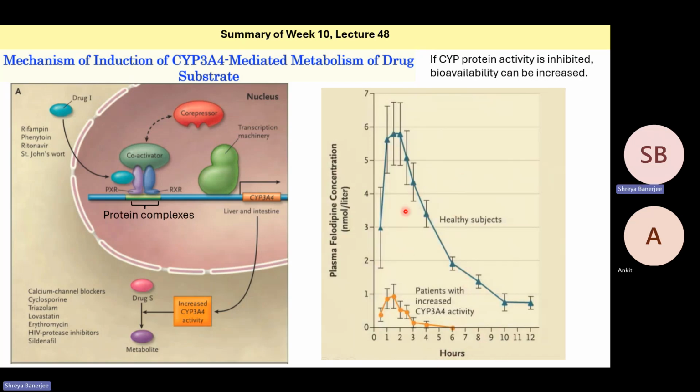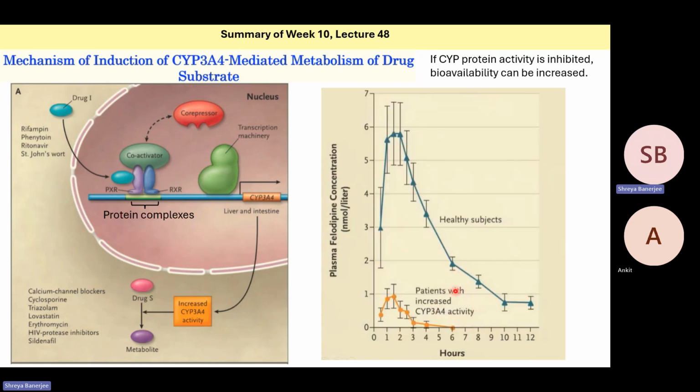In healthy subjects, this is how the drug concentration should vary. It should go up to 6 nanomolar per liter after 2-3 hours, and then around 8 hours it reduces a lot. But there is a disease which causes increased cytochrome P activity. If the cytochrome P activity is increased, that means the drug metabolism is much faster. You can see the maximum concentration of the drug only goes up to 1 nanomolar per liter, whereas in healthy patients, the drug was bioavailable up to 6 nanomolar per liter.